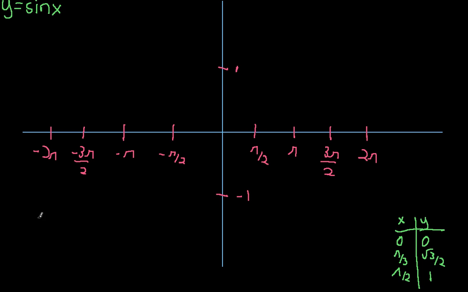So plotting these points to start, where x is 0, y is 0. So that would be this point right here. Let me pick a different color. Okay, so that would be our first point. Our next point is pi over 3. Well, pi over 3 would be somewhere in here, and root 3 over 2 is about 0.8, so I'm going to plot that right around there. And pi over 2 comma 1 would be right here.